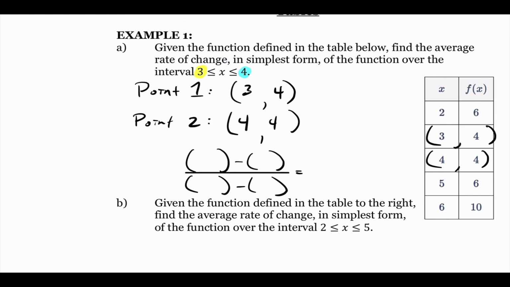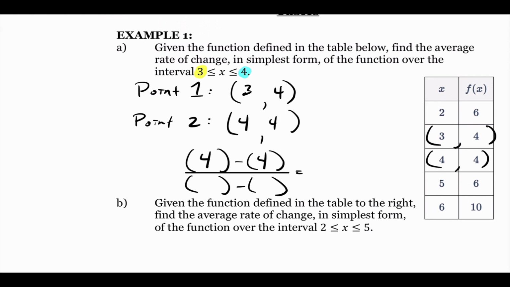Well, the top is y2 minus y1. So where do I find y2? Right there. The second point, second number. The y of the second point, which for me is 4, minus y1. y1 is the y value of the first point, which also happens to be 4.